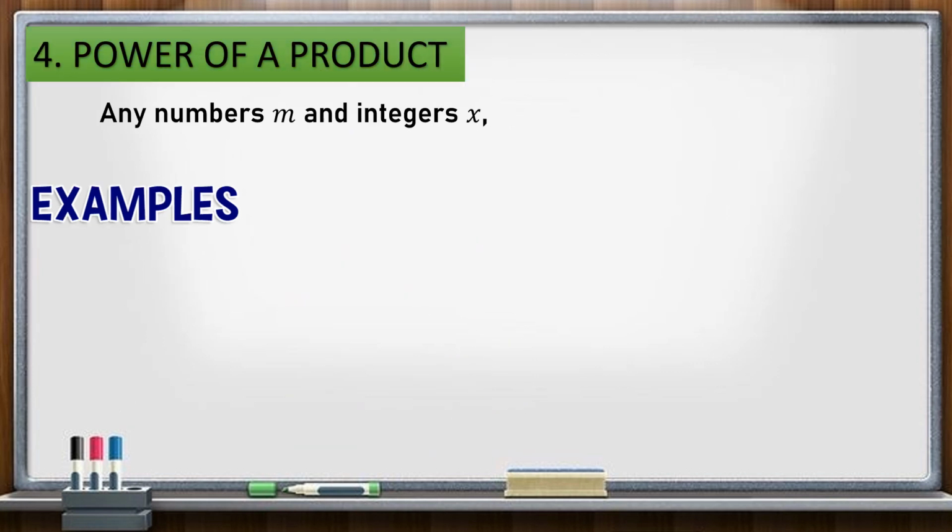Next, we have here the power of a product. Any numbers m and integers x, so this will be our pattern. The quantity of m times n raised to x is equal to m raised to x times n raised to x. So let's have this example.